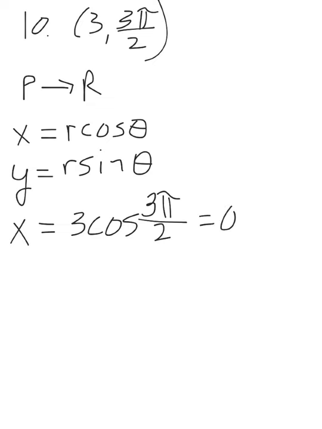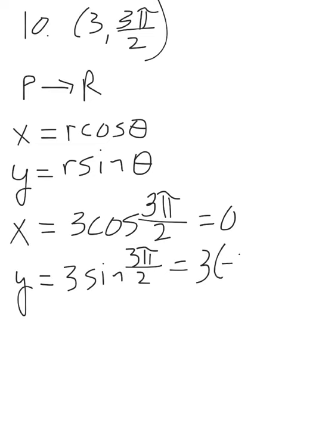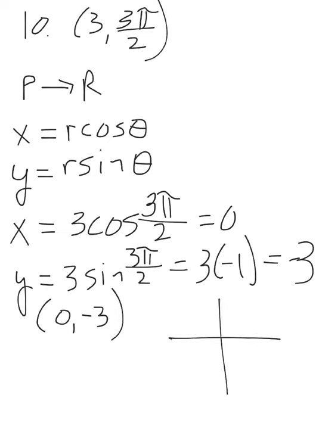So we get a 0 here, because 0 times 3 is 0. Y, we have 3 times sine 3 pi over 2. And sine 3 pi over 2 is negative 1, so that would look like 3 times negative 1, which then gives us negative 3. So that would be the coordinate in rectangular form, 0, negative 3. Let's just check it. If I graph 0, negative 3, that would be going down 3. If I graph 3 comma 3 pi over 2, we rotate 3 pi over 2 and then go out 3. If you look, we get the same coordinate.